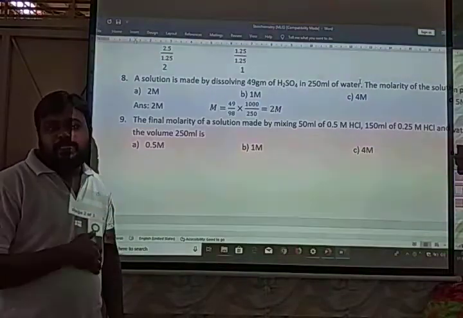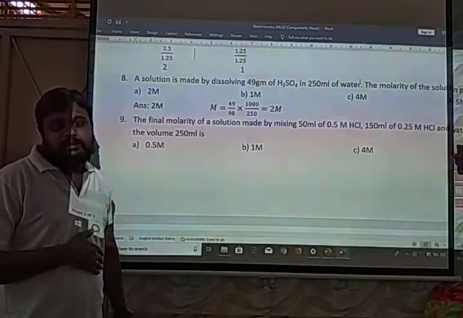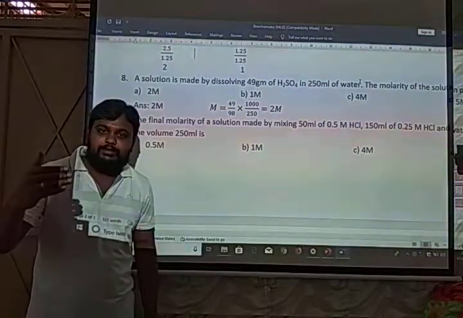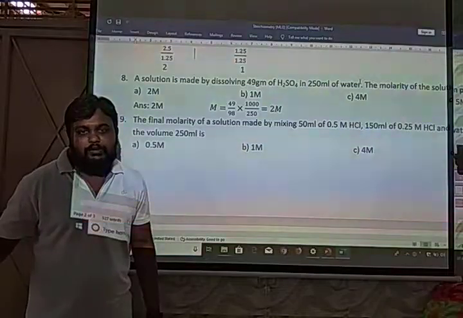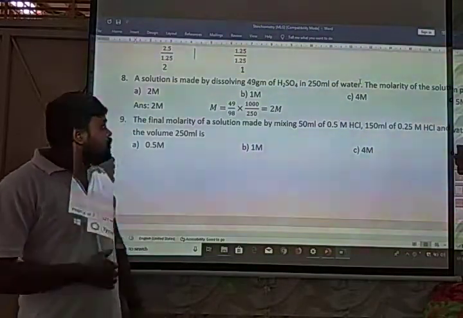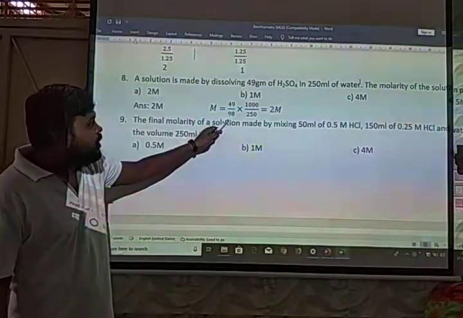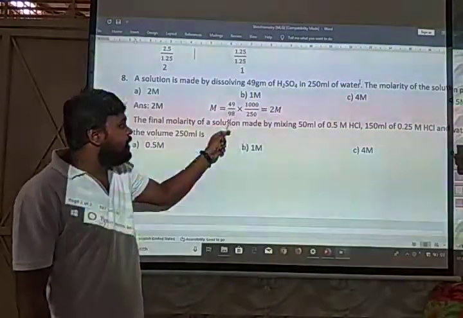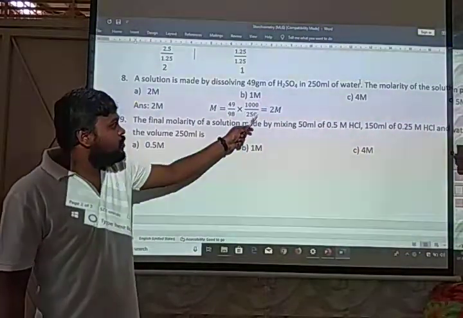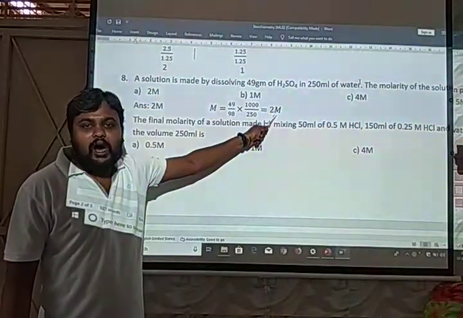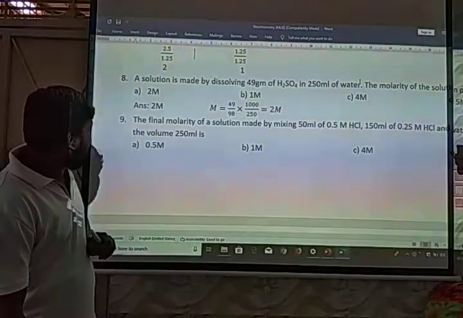How to find the molarity? Molarity equals number of moles divided by volume in liter. It can also be calculated using the formula: weight of solute divided by molecular weight of solute, into 1000, divided by volume of solution in ml. So molarity equals 49, the weight of solute, divided by 98, the molecular weight of sulfuric acid, into 1000 divided by 250 ml, the volume of solution. So you will be getting 2 molar. So this is option A.